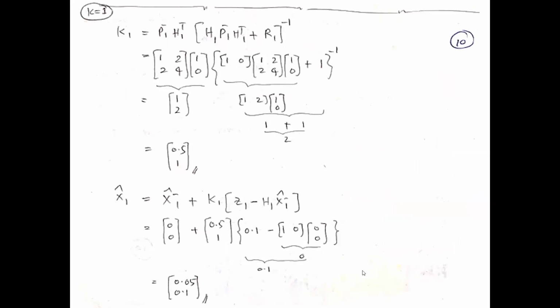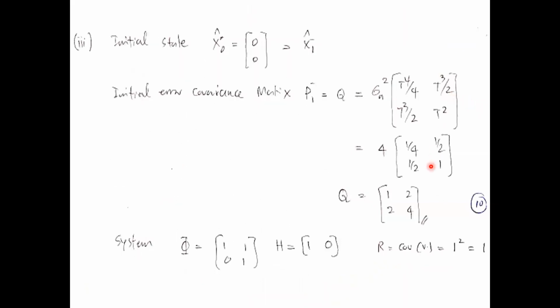Next, now you can calculate the Kalman gain, right? This is the third step. I'm not very sure whether you're following properly. The first step is the initial state extrapolation, the state estimate, and this is the priori state estimate, right? That is why this is negative here.